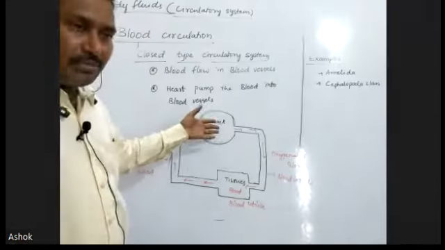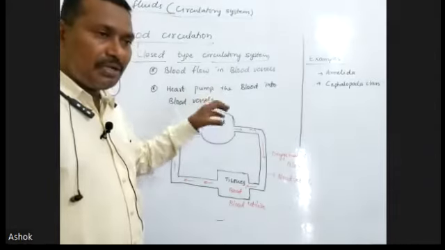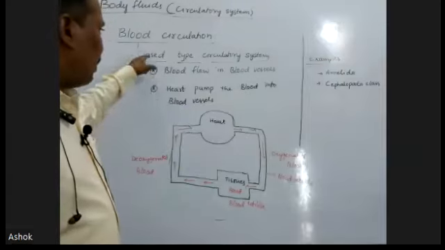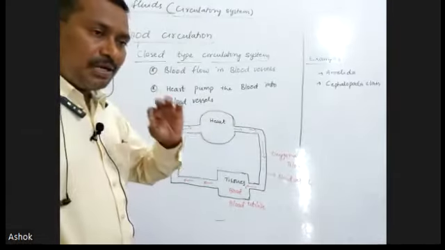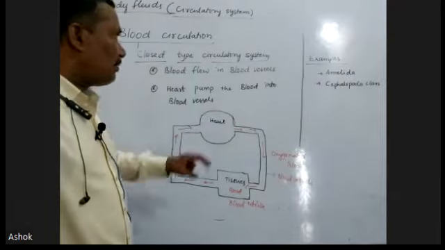You can listen and remember this only: the heart pumps the blood into the blood vessels, and through the blood vessels the blood must flow. This type of circulatory system is called the closed type of circulatory system.